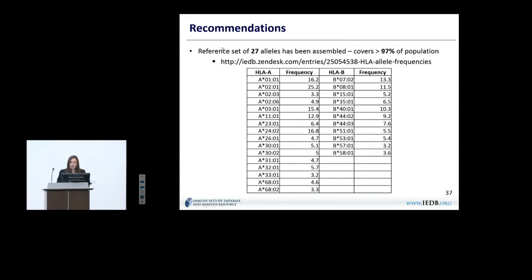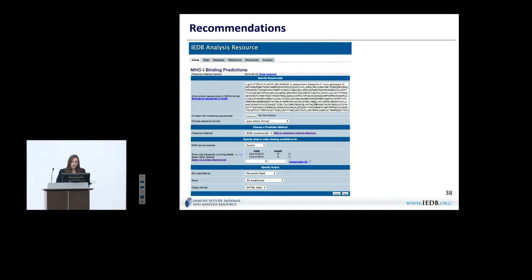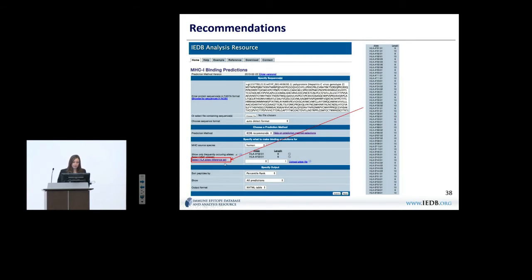So we actually have 27 alleles that are recommended because they cover 97% of the population. And this would be the list of recommended alleles. If you are looking into development of a global vaccine, these would be the alleles you want to cover in your study. If you get back to the submission page, you can click on using the allele list, and you will get this whole list imported for you automatically. So this is very easy.